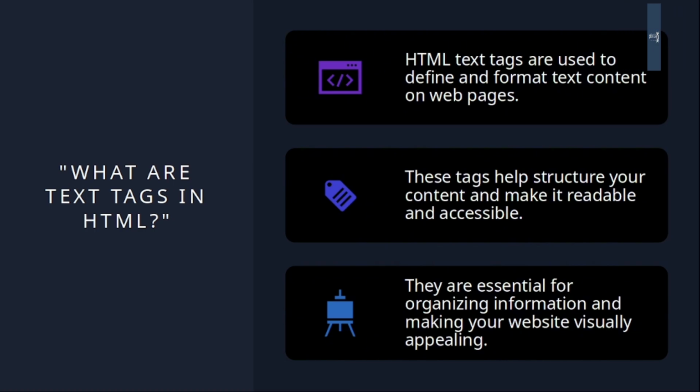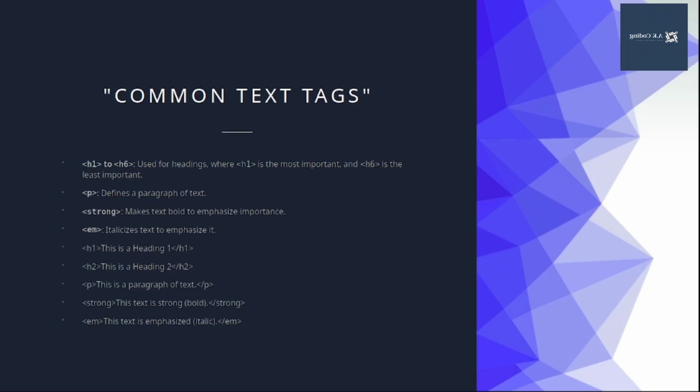And in HTML we have two types of tags. The first is called an opening tag only, and the second is opening and closing tags. These tags help structure your content and make it readable and accessible all over the page. There are essential tags we use for formatting, and they are essential for organizing information and making your website visually appealing. So what are the common tags we are going to learn in this video?